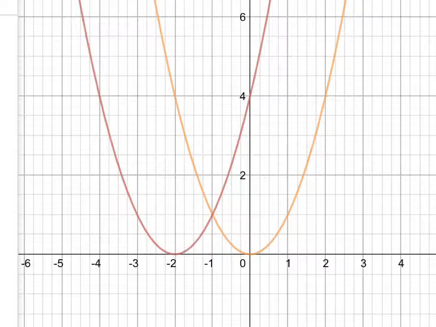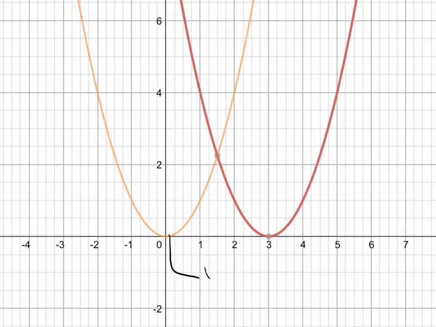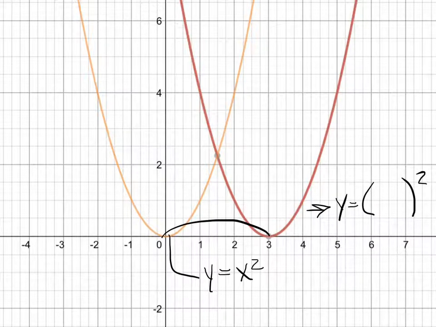The parent function for this one is y equals x squared. This one has been moved 2 places to the left. If you move it 2 places to the left, you should get y equals the quantity squared of x plus 2. For this one, your parent function is y equals x squared. This one has been moved 3 places to the right. So y equals the quantity squared of x minus 3.